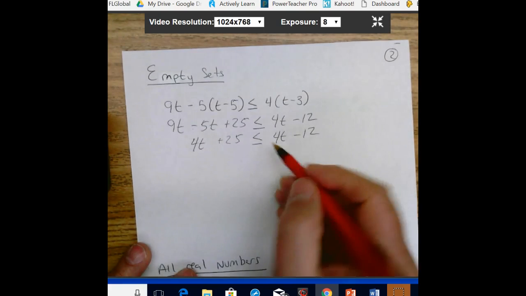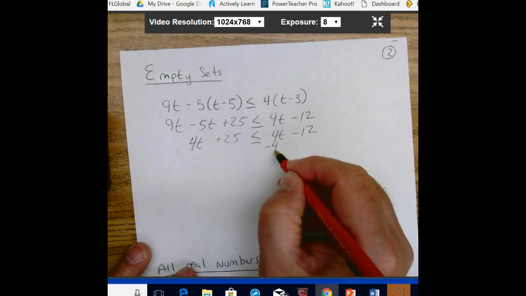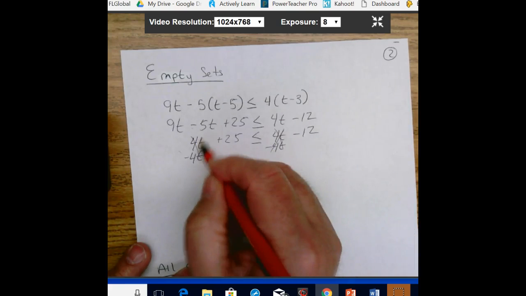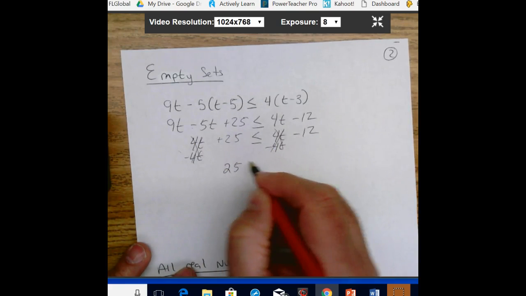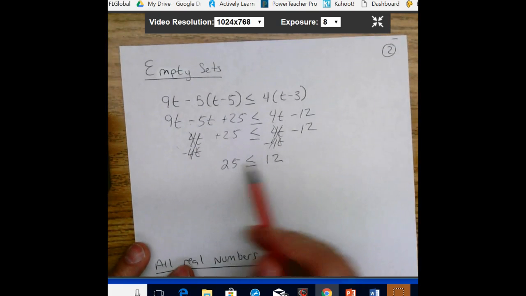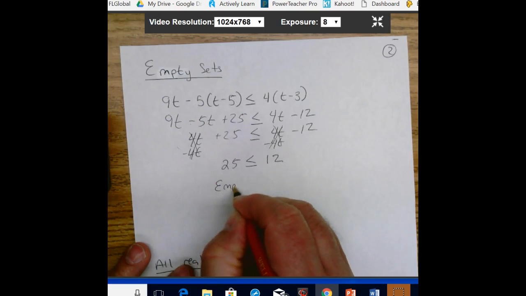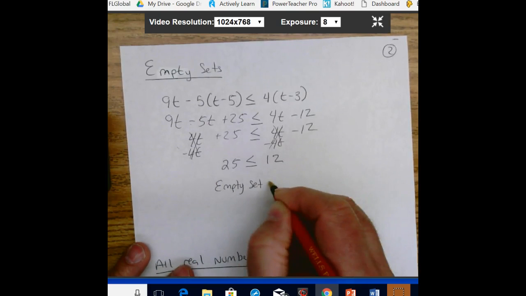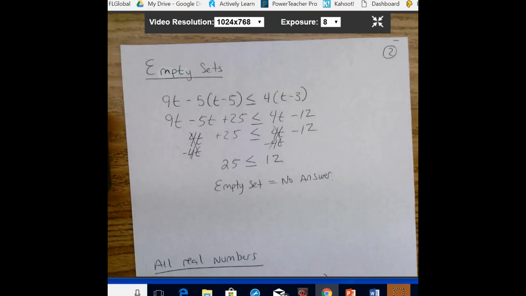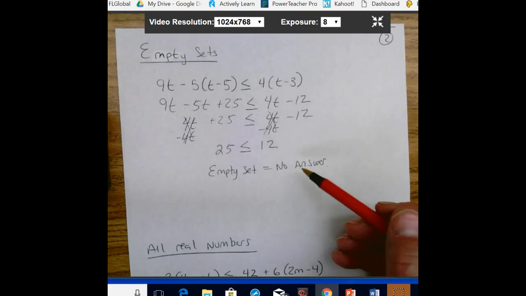And then look, we have these are the same. If we want to move, let's just move this 4t over there. We're going to go minus 4t, cancels, and what we get is 25 is less than or equal to 12. And then we ask, is that true? It's not true. So we really say it's an empty set. No answer for this one. There's no way to find an answer. So we don't have to worry about writing our set out or a number line because there is no answer.